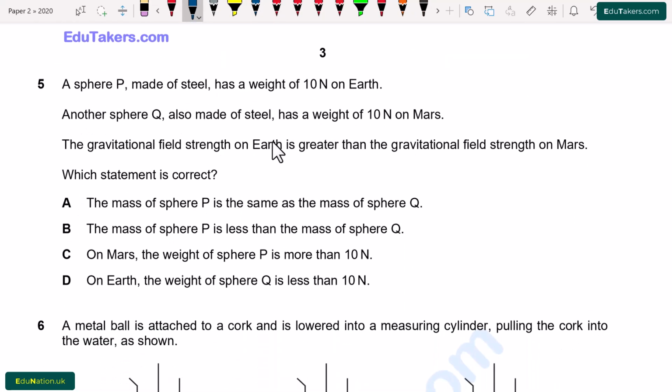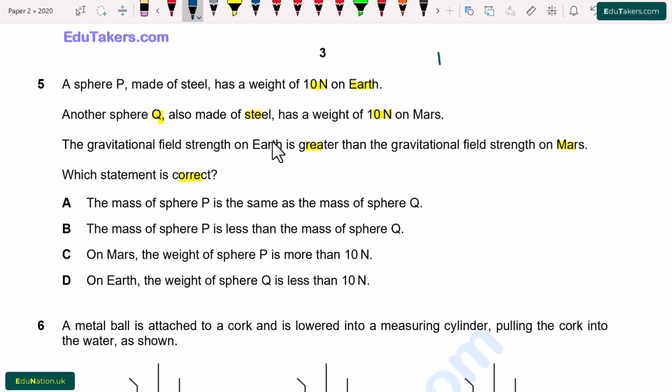Question number 5. A sphere P made of steel has a weight of 10 Newton on earth. Another sphere Q also made of steel has a weight of 10 Newton on Mars. The gravitational field strength on the Earth is greater than the gravitational field strength on Mars. Which statement is correct? First of all, it is given that we have two spheres P and Q, and weight of both of these spheres on the Earth and Mars is equal, which is 10 Newton.